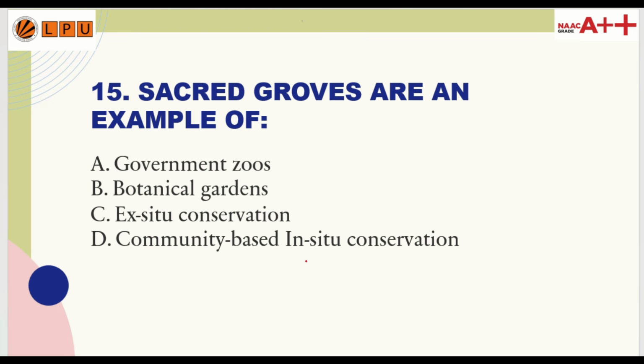Question 15. Sacred groves are an example of option A government zoos, option B botanical garden, option C ex-situ conservation, option D community based in-situ conservation. So the correct answer is option number D.